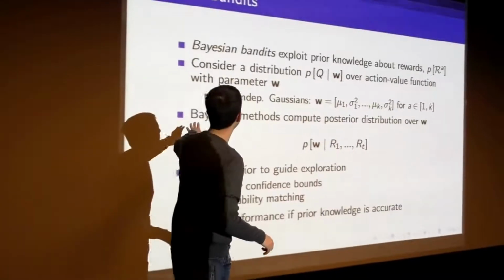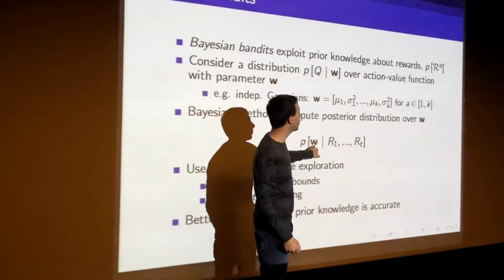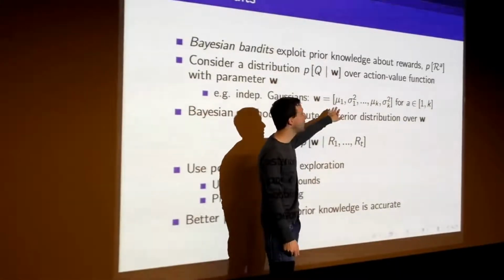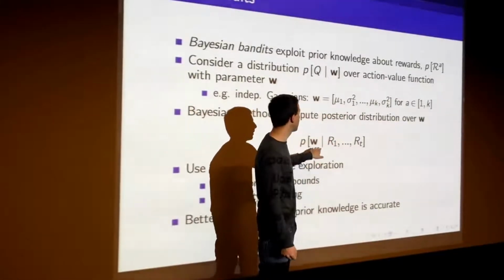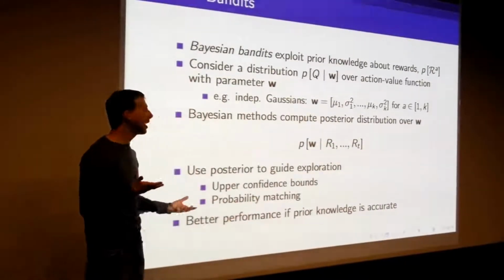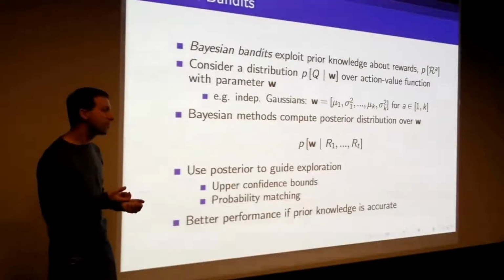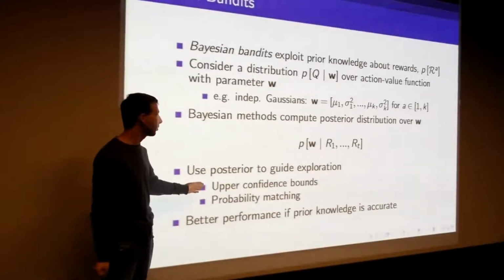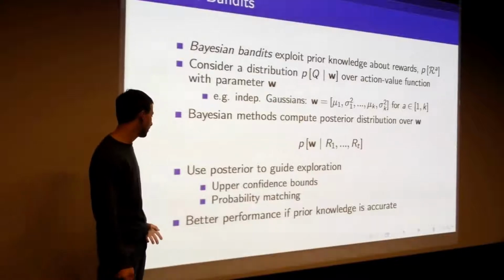So the idea of the Bayesian approach is we compute a posterior distribution over our parameters, the means and the variances, or whatever those parameters are, given the pulls that we've seen so far, and then use that posterior to guide exploration. And so there's a couple of ways we can do that. I'll first of all talk about upper confidence bounds, but also probability matching.